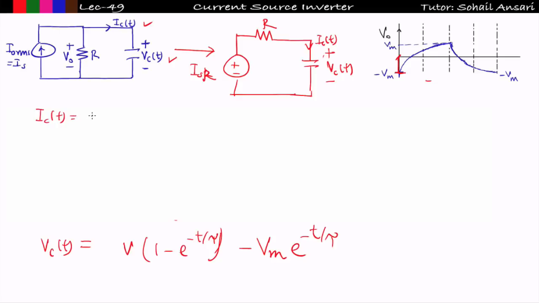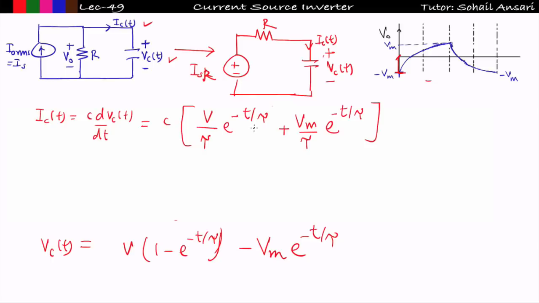Ic of t will be equal to C dVc(t)/dt. Is it fine? So differentiate the Vc of t equation, it will be equal to V upon tau e to the power minus t upon tau plus Vm upon tau e to the power minus t upon tau. Differentiate this dV by dt, you will get this one, and multiply it by C to get the value of Ic of t. So I can write Ic of t, I can replace this tau, which is nothing but RC.